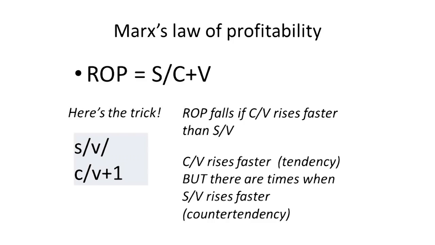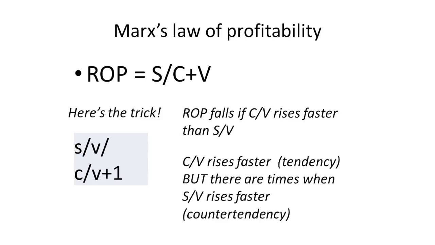Here's the Cranfield Institute bit, which I pinched from them. So you have the rate of profit, ROP, S surplus value over constant capital plus variable capital gives you the rate of profit. And here's the trick, as we say. If we divide the value of labour power, V, into that equation, so if I divide S by V, I get S over V. If I divide C by V, I get C over V. If I divide V by V, I get 1. It's elementary algebra, I don't love you anymore.